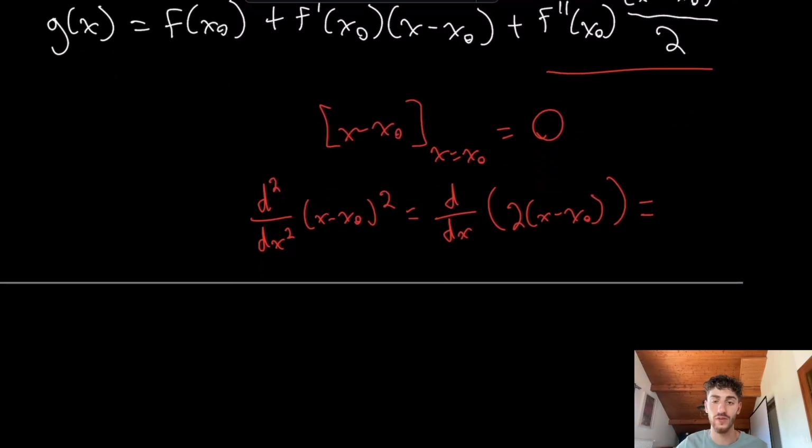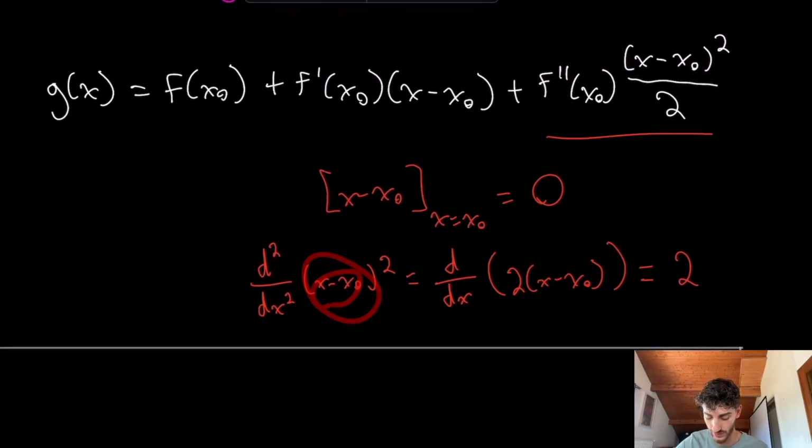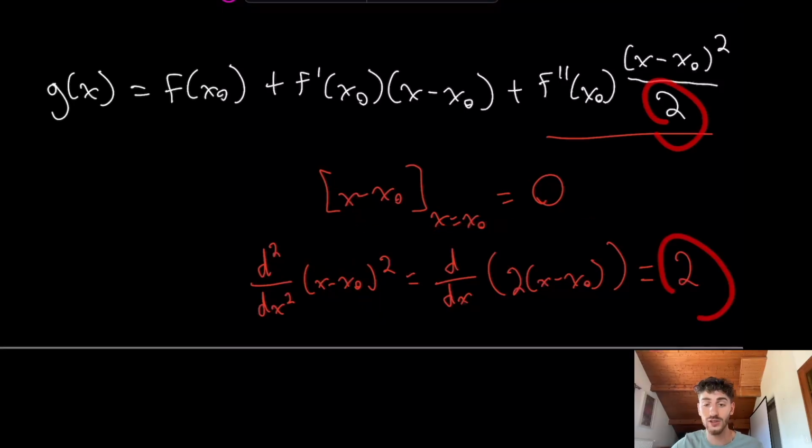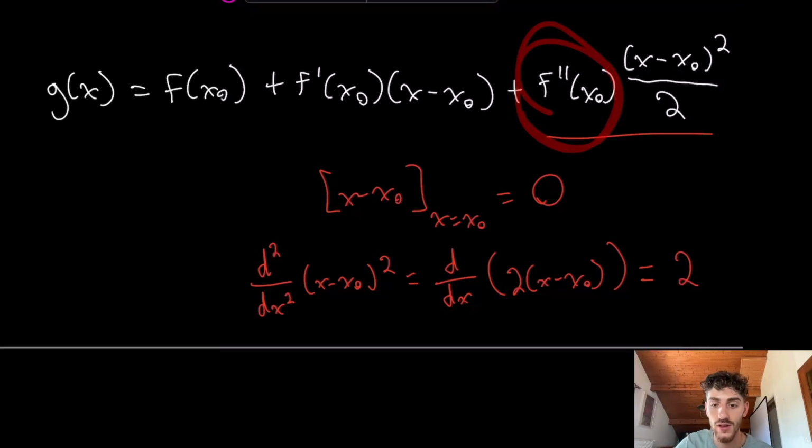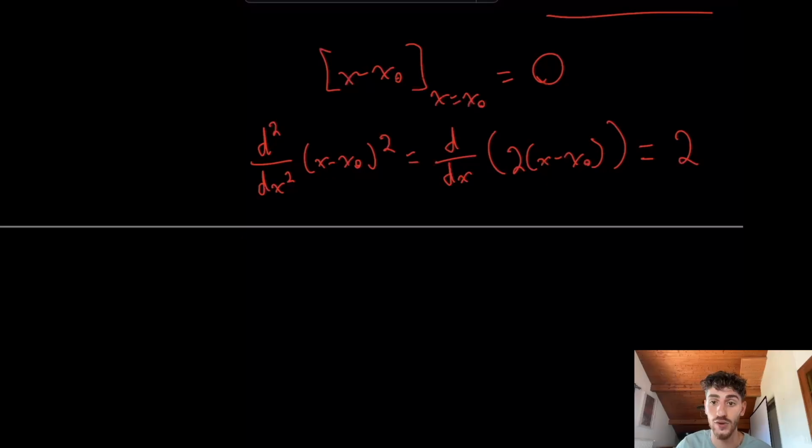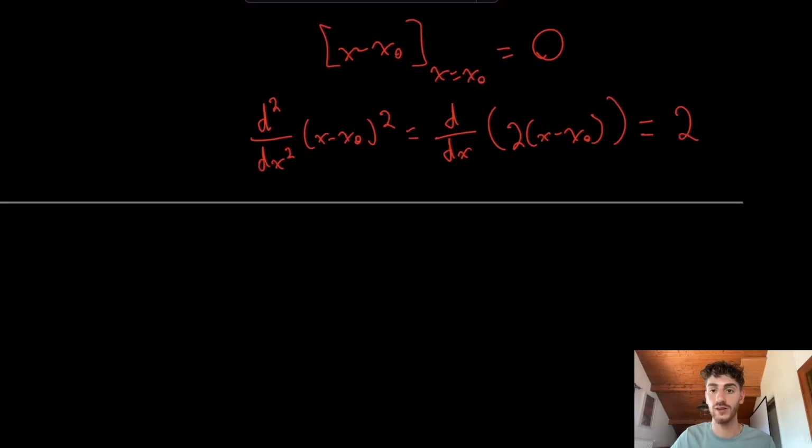And the derivative of this is just 2. So the x minus x naught part actually went away. So it's not going to be 0 anymore. Now it's just going to be 2. And if we divide by 2, then 2 divided by 2 is 1, and then we're just left with this. So what you're going to see here is that now we got the second derivative to match by doing it like this. Okay, so let's show that.